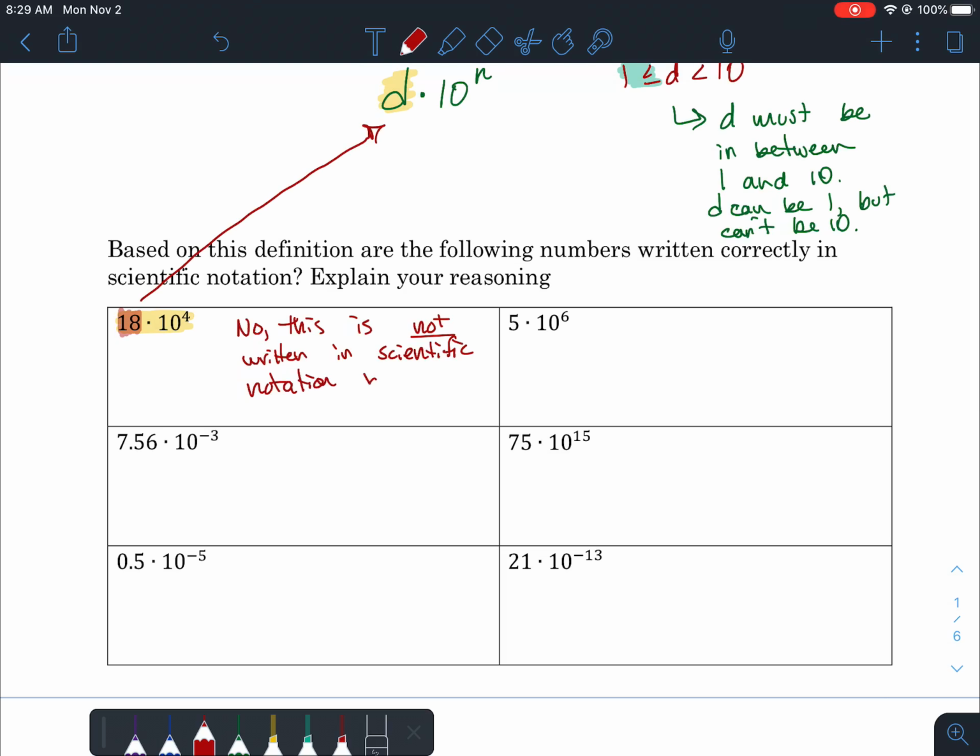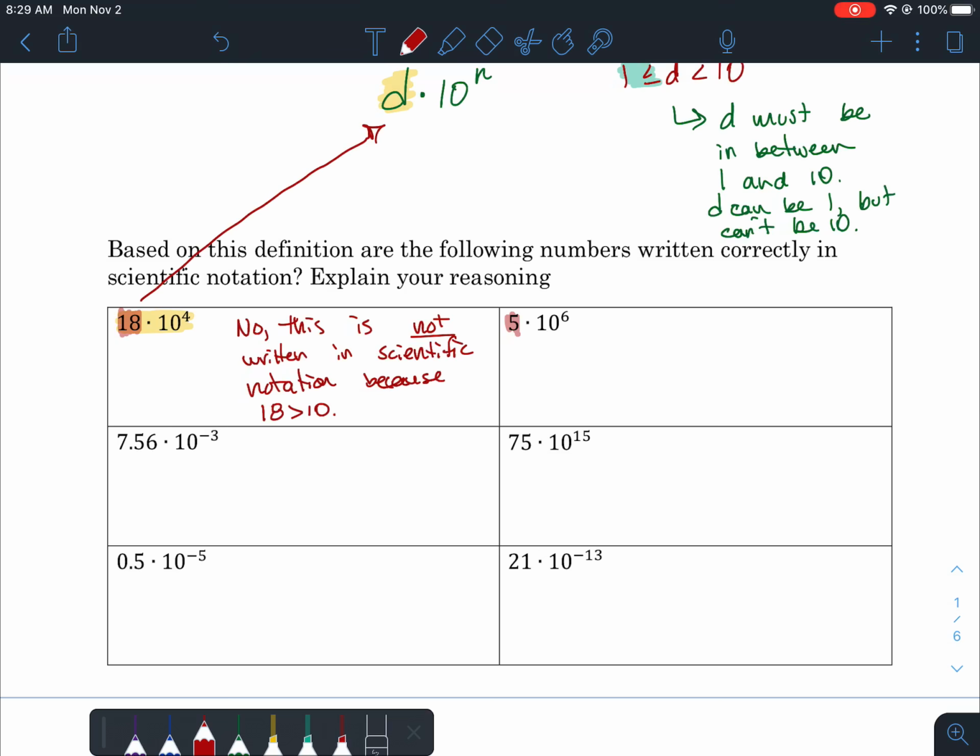Because 18 is greater than 10. That doesn't work. It must be in between 1 and 10. So that first number for all of these must be in between 1 and 10. I want you to pause the video, try the rest on your own. Unpause it when you're ready.